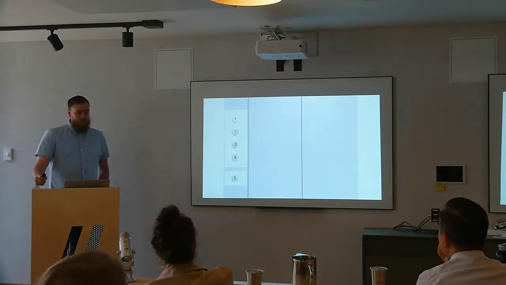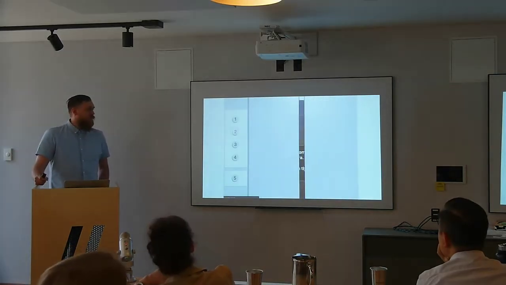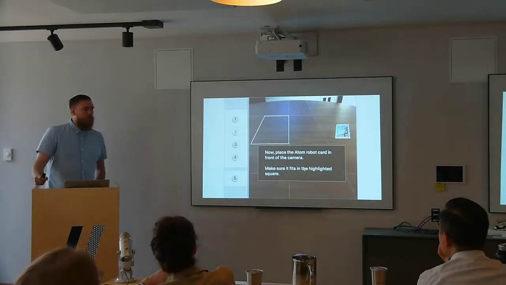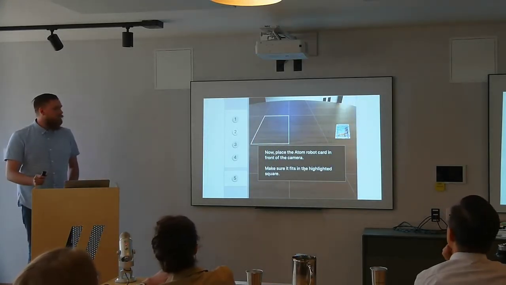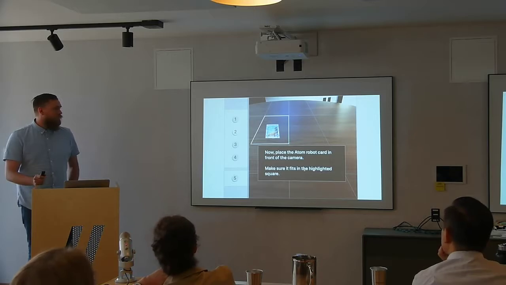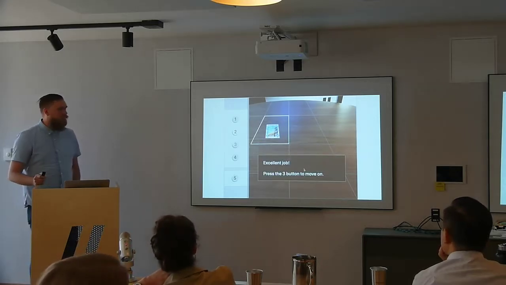When I get into the second page, it tells me that I need my Atom card. So I find my Atom card and I line it up with the square. Just gotta get it right. Excellent job. Moving to the third floor.